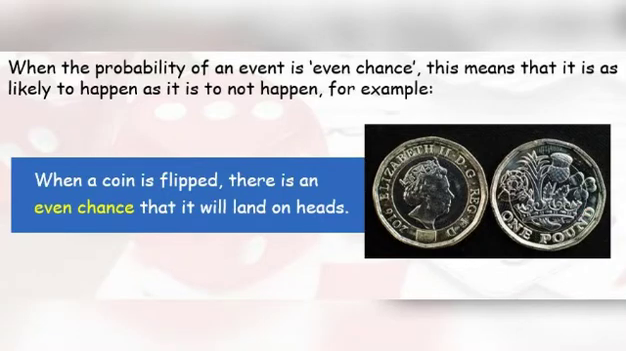So because there are only two choices, two chances, and the chance of landing on either one of them is the same, we say that that's an even chance. We are as likely to land on heads as we are on tails. So when a coin is flipped, there is an even chance that it will land on heads.